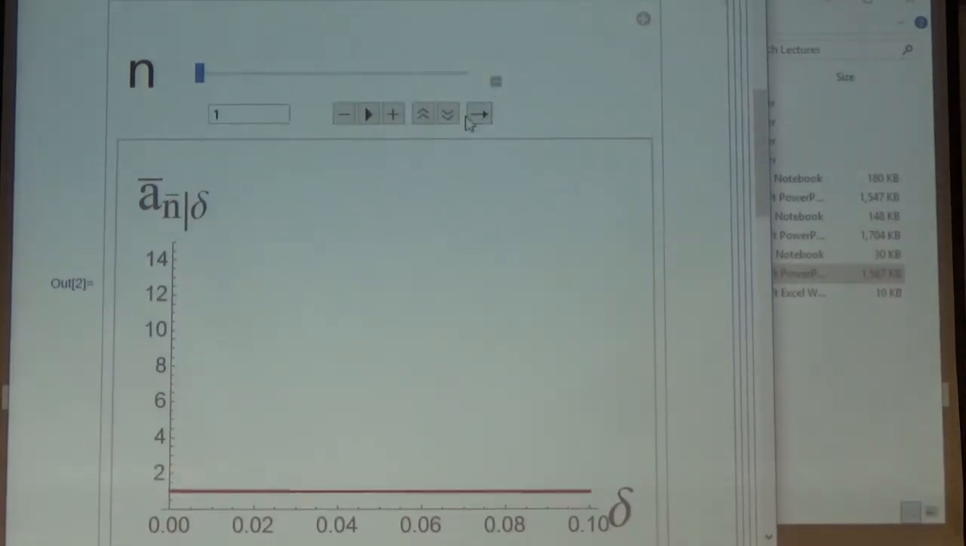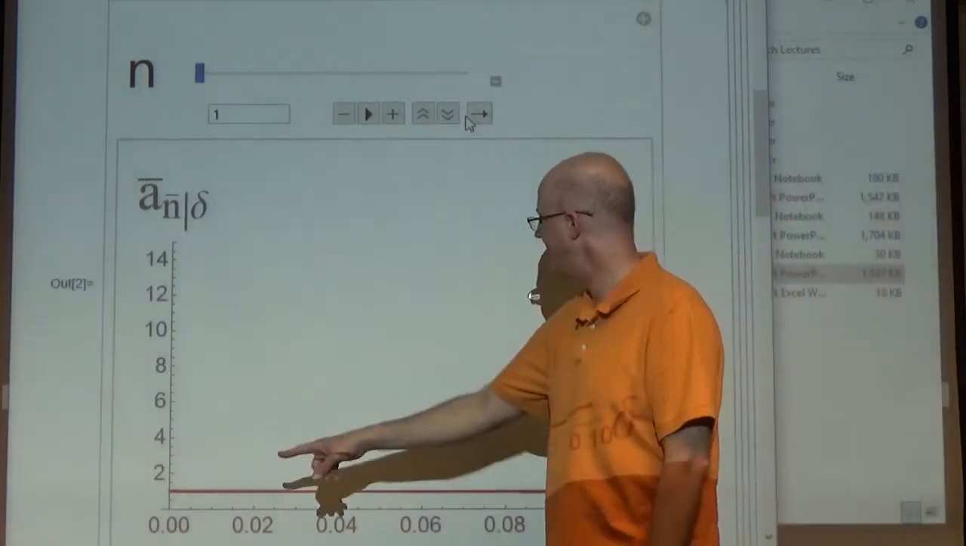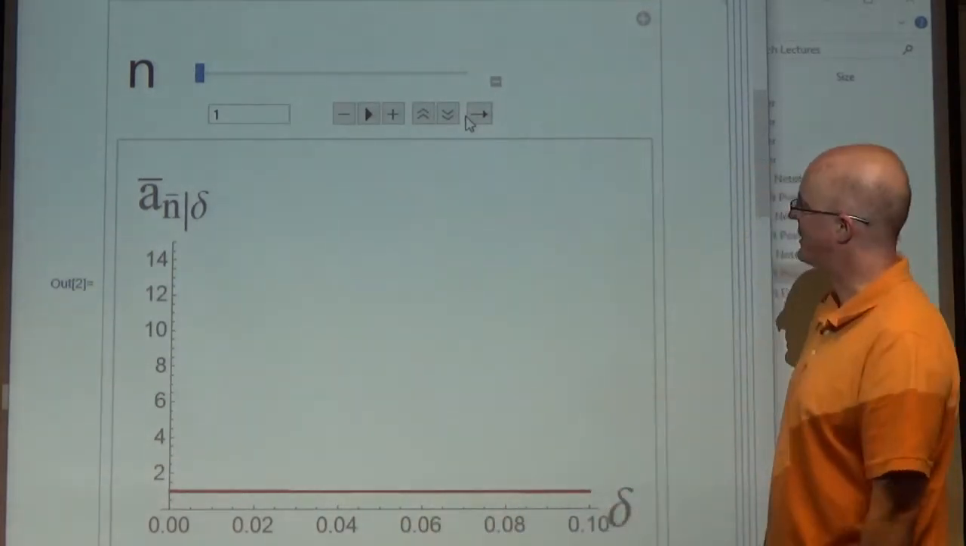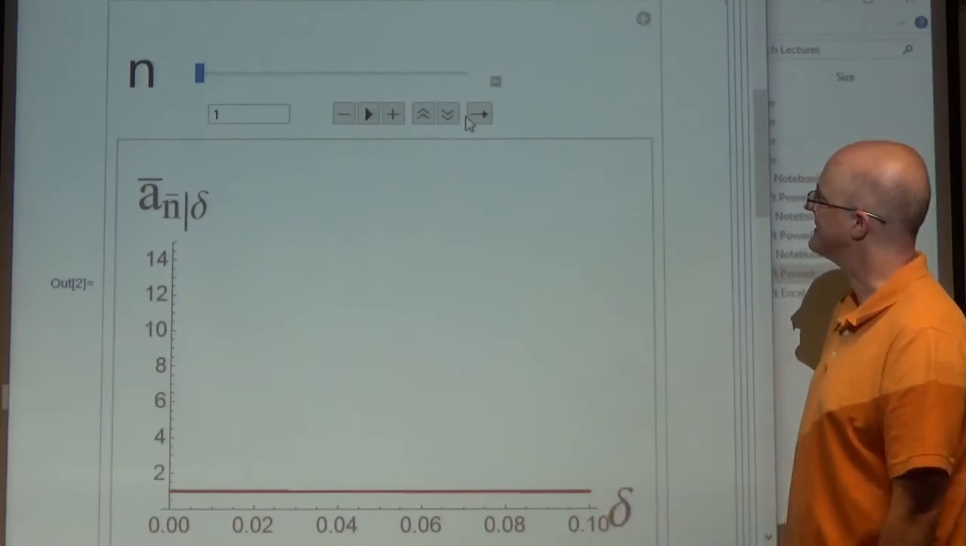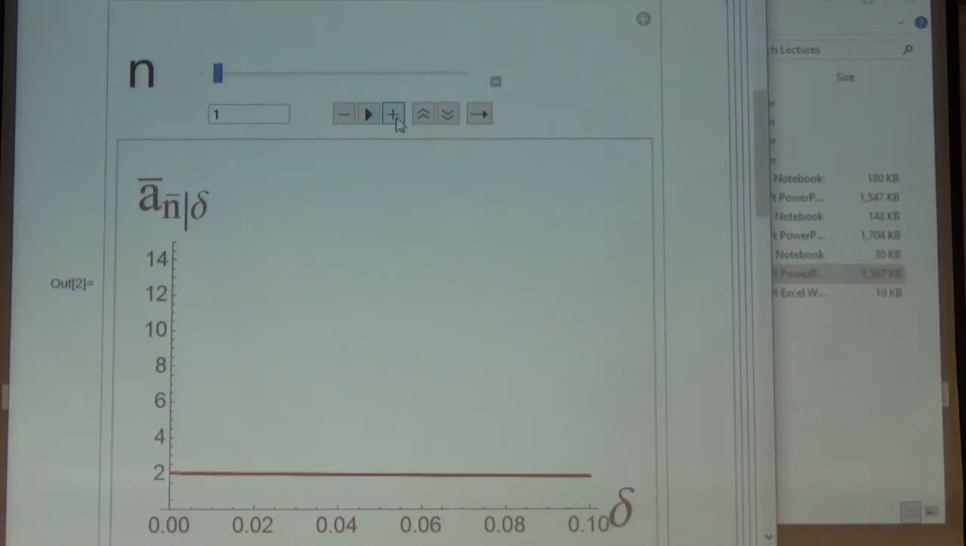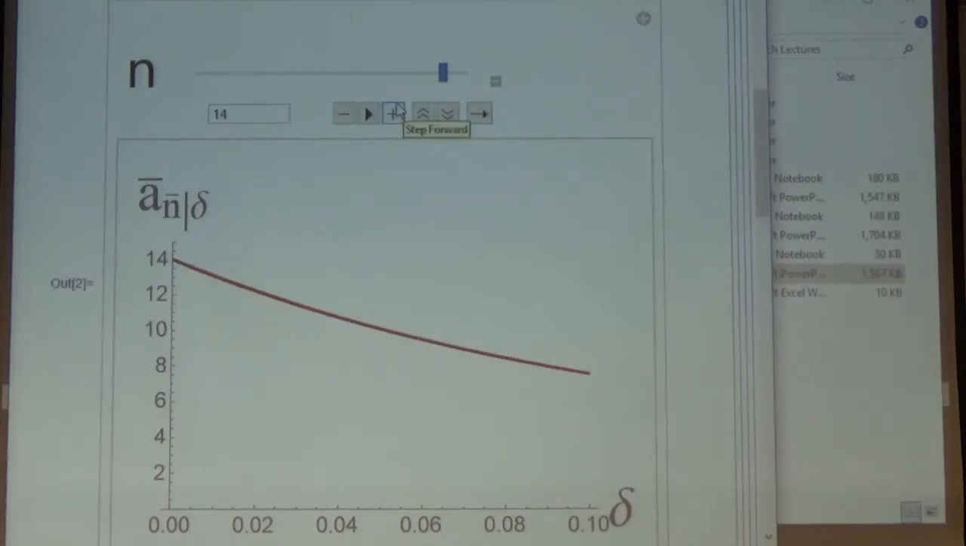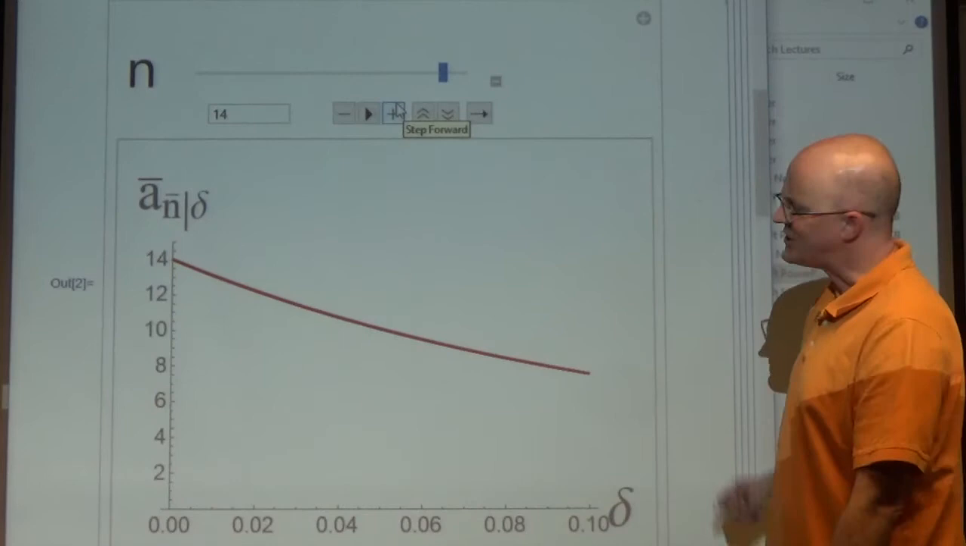So here n is set to 1. And you see it looks like the present value with one payment is constant in terms of delta. The value of delta doesn't affect it. However, as n increases, you see a graph that definitely is not constant. It's definitely decreasing and concave up, like this.